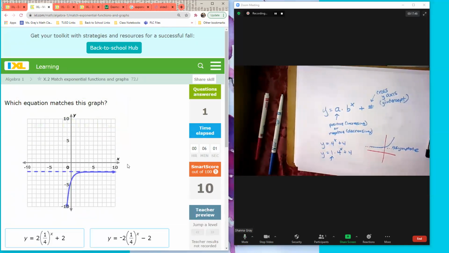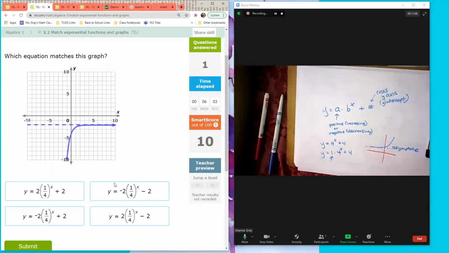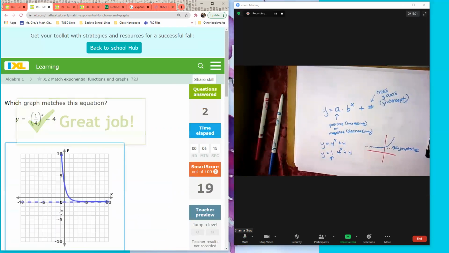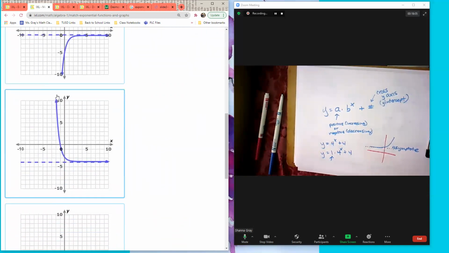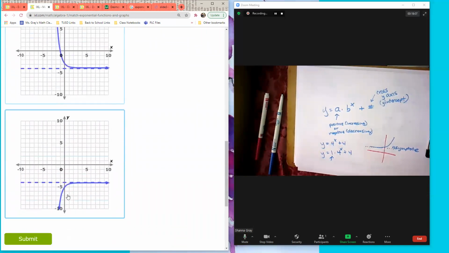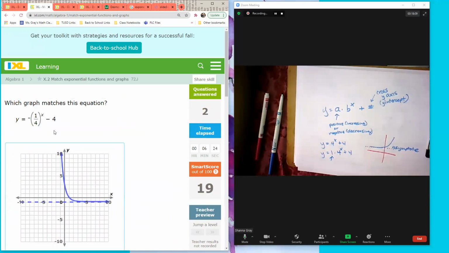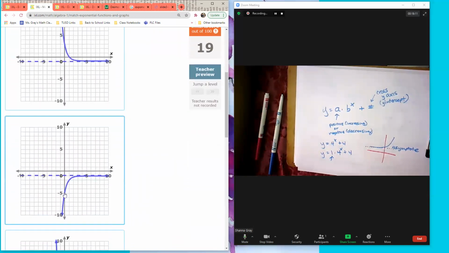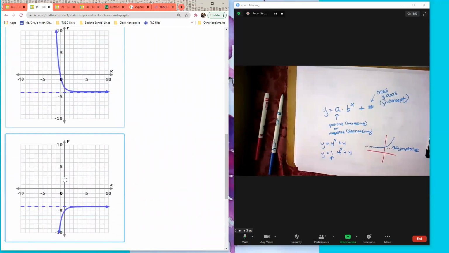Okay. All right, this one goes down. So I know I have to have a negative number. So it has to be one of these two. And it looks like the asymptote on this one is at -2, which it's going down and crosses at -2. So it would be this one. Ooh, negative. So it should be facing down, right? So it has to be either the second one or this last one. And then the asymptote is at -4. So that one's not down enough.